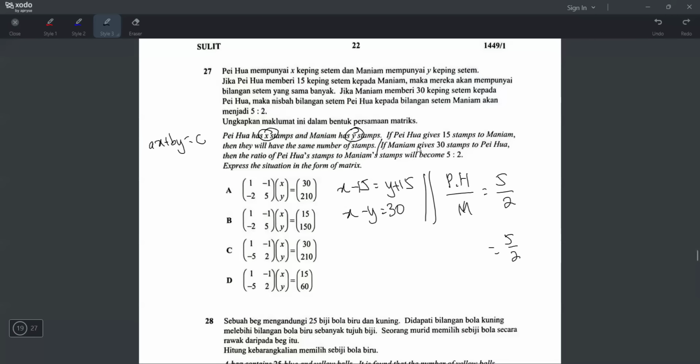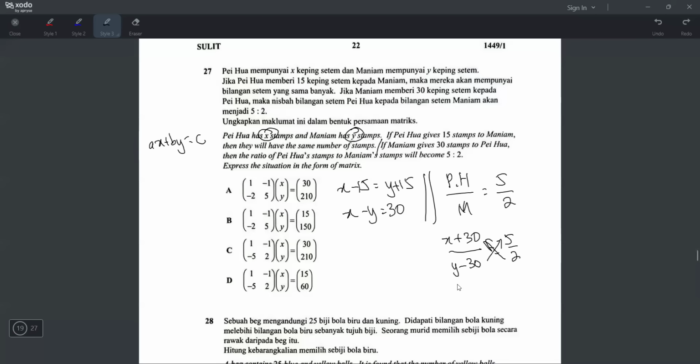But this is after Maniam give 30 stamp to Pei Hua. So if Maniam give 30, Maniam punya Y kena tolak dengan 30, and then Pei Hua punya X kena tambah 30. Equals to 5/2. So remember, nisbah ratio memang boleh tukar jadi bahagi. If I say 5:2 means 5/2. Okay, now I will darab silang and then susun in this format. Tulis dalam form ni. Sebab kalau macam ni baru boleh tukar jadi matrix form.